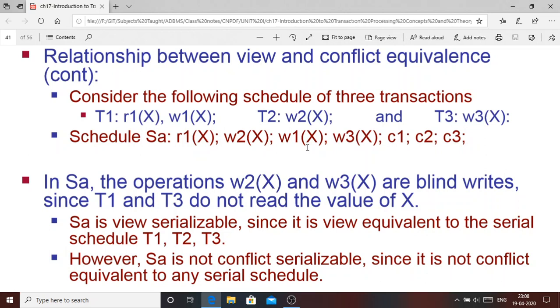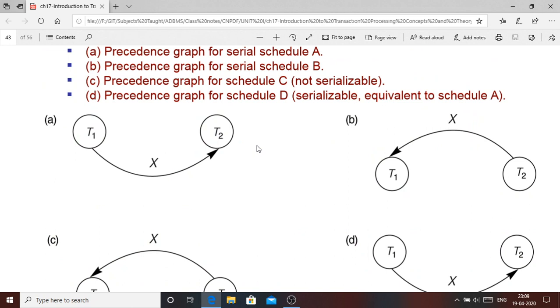So this particular schedule is view serializable but not conflict serializable. It is not conflict equivalent. The conflict serializability can be found out by the precedence graph, which is drawn for the conflicting operations.